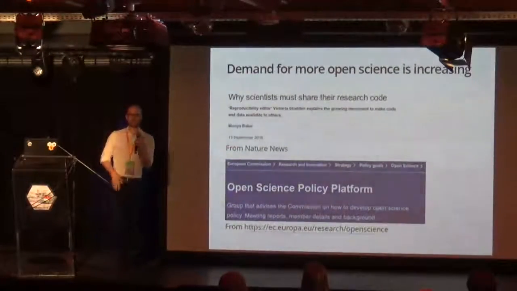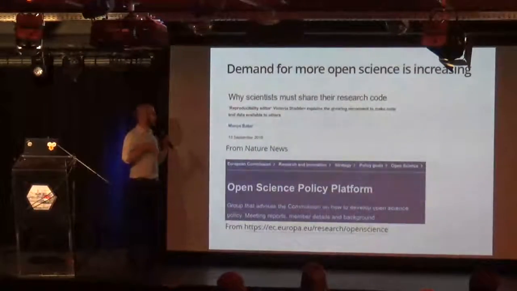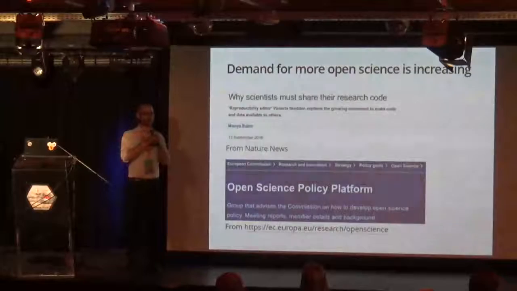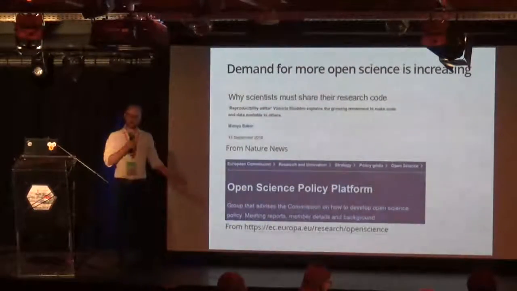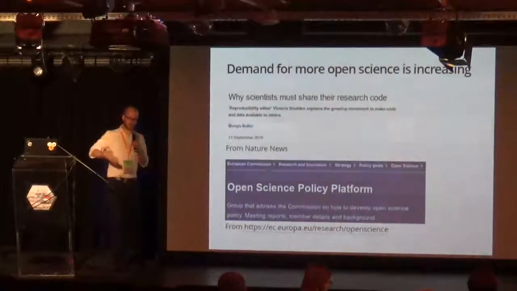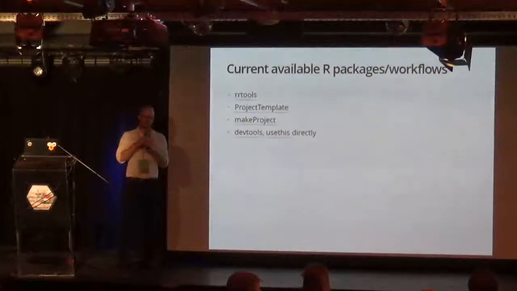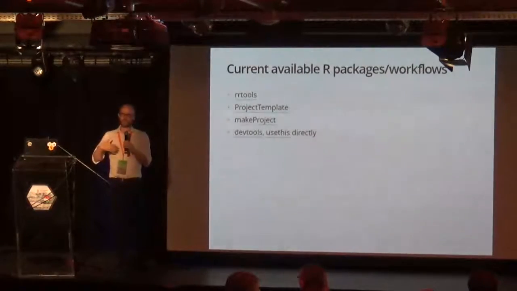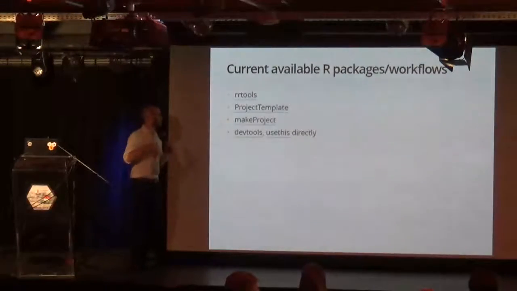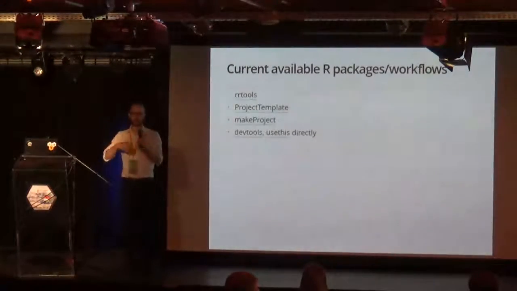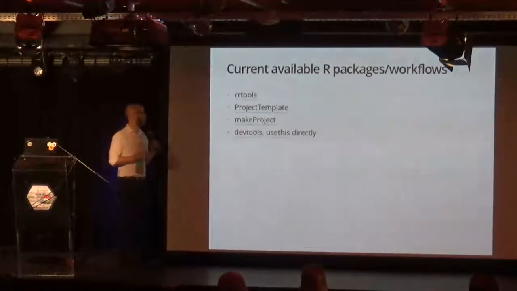So increasingly, open science is being talked about and demanded of research. There's a lot more discussion about it, and even the European Commission has an open science policy platform for informing them on how to do open science. Now, there are several R packages that are starting to take steps towards doing this by making projects more reproducible and open, or trying to be more open.